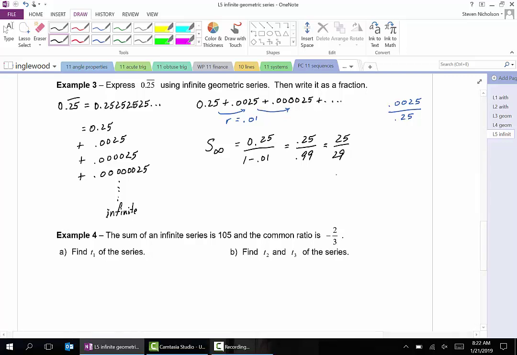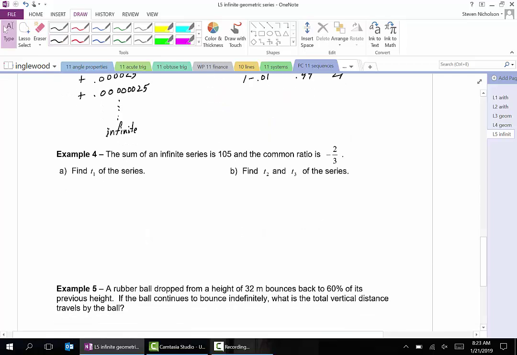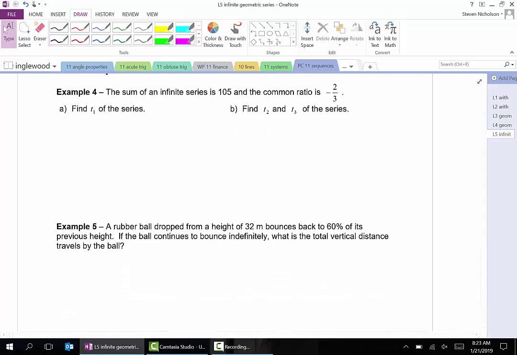Now, if you have a button on your calculator that changes decimals to fractions, this is the answer you're going to get. So that's kind of an interesting one that might be useful for younger kids when they're doing their fraction decimal stuff.